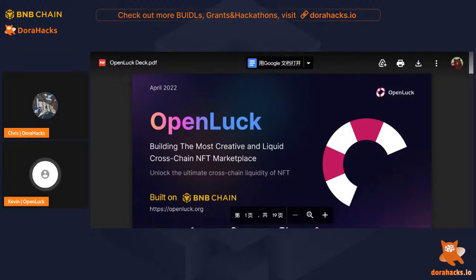Okay, and what's OpenLuck? It's a decentralized cross-chain NFT marketplace that has integrated multi-chain Chainlink trust-minimized services on BNB chain. This integration will help support Luck Trading, an innovative model that combines crowdfunding and a referral. We're building the most creative and liquid cross-chain NFT marketplace, which unlocks the ultimate cross-chain liquidity of NFTs. Whether it's a collectible, digital artwork, or a set of GameFi and Metaverse items, you can conduct transactions here.